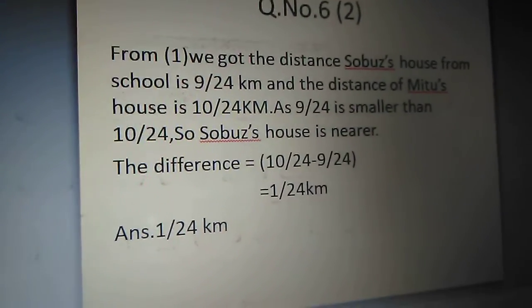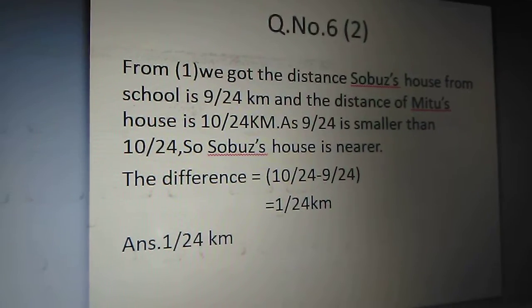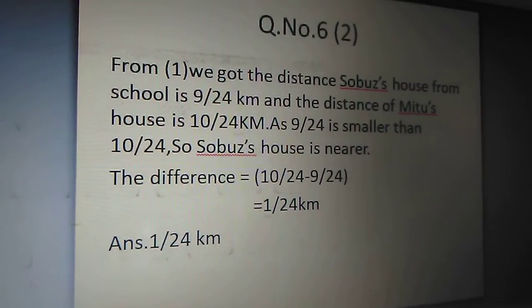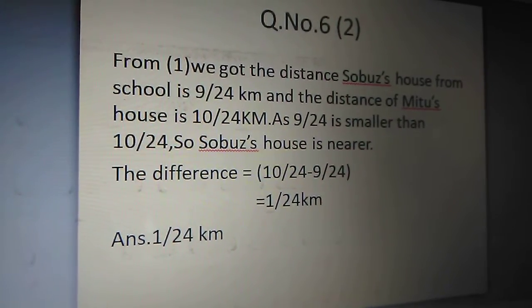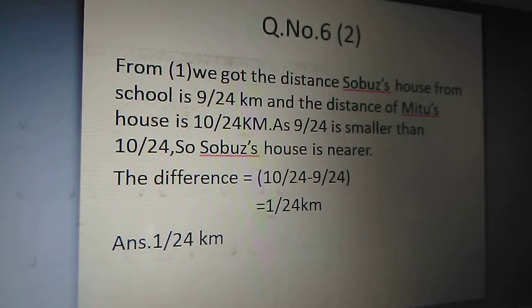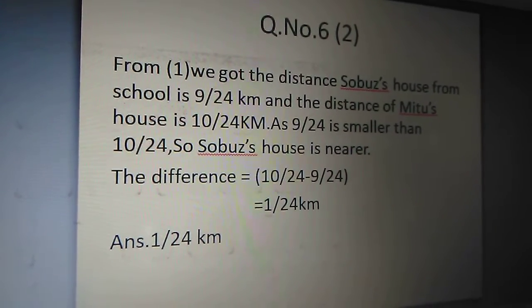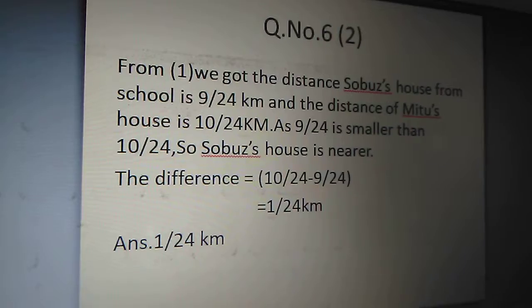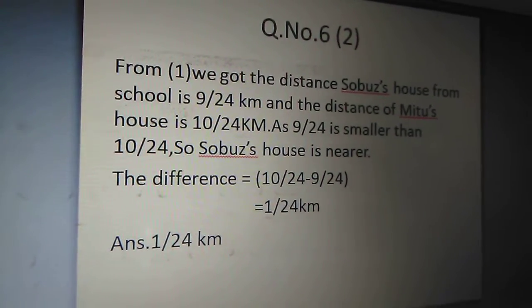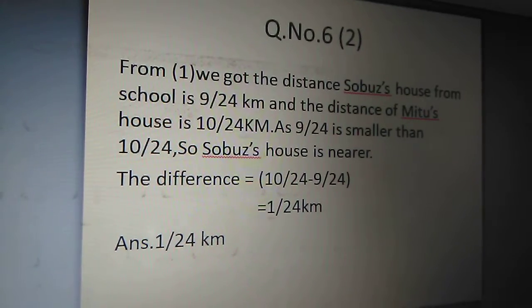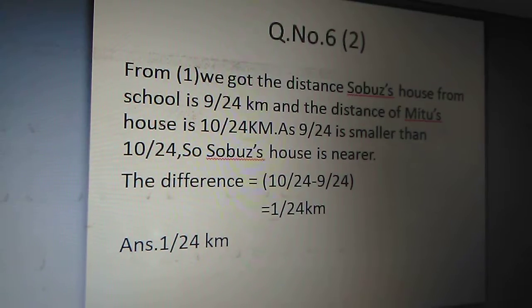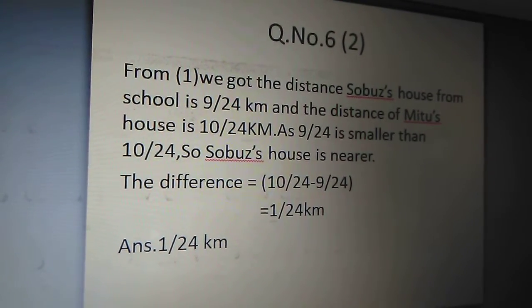Now let's go for the solution of the second question of exercise 6. From the first question we got the distance from Shobu's house to school is 9/24 kilometer and the distance from Mitu's house to school is 10/24 kilometer. As 9/24 is smaller than 10/24, Shobu's house is nearer. We can easily compare because the denominators are equal, so 9 is smaller, 10 is greater.